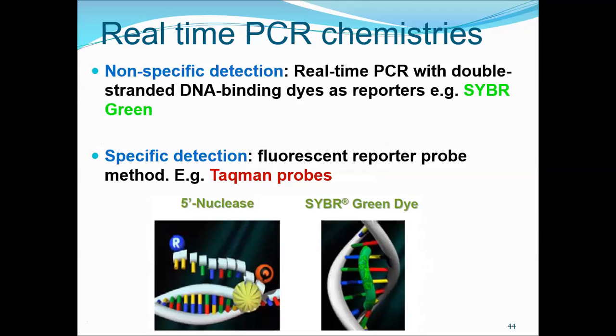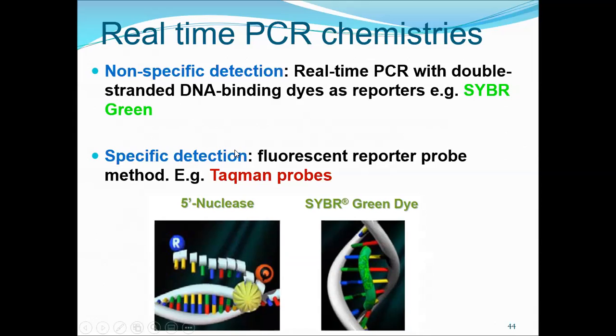There are different chemistries used for the real-time PCR machine. The first one is a non-specific detection, where you use a fluorescent dye as a reporter. It is called SYBR Green. So it is green in color, and it works more or less the same as the ethidium bromide we use. It binds the minor groove of the double-stranded DNA. That means it can bind any of the double-stranded DNA present in the sample, be it your template, your amplified product, or your primer dimer, which is a non-specific amplification.